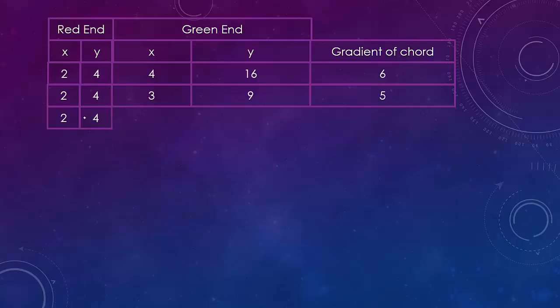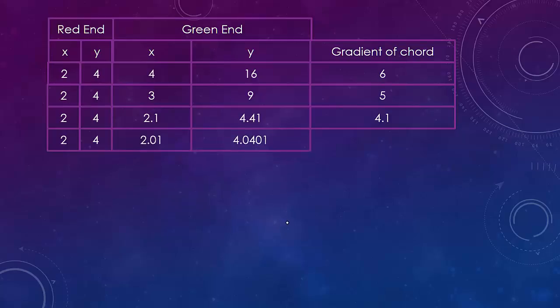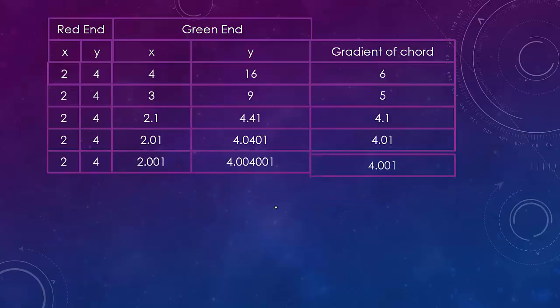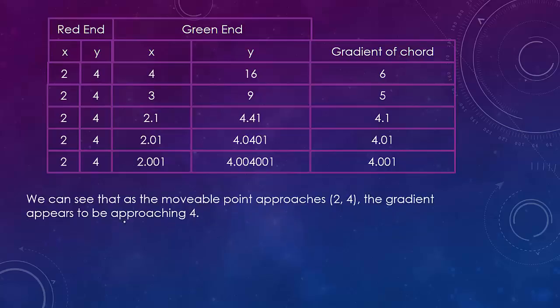Well, let's move closer still. The red end obviously stays at the point we're interested in. So let's go for 2.1. 2.1 squared is 4.41, and then we do 4.41 take away 4, divided by 2.1 take away 2, gives us 4.1. And if we go again, a bit closer, we find 4.01, and we'll go again a bit closer, and that's 4.001. And we can see that as the movable point approaches the point (2, 4), the gradient appears to be approaching 4.